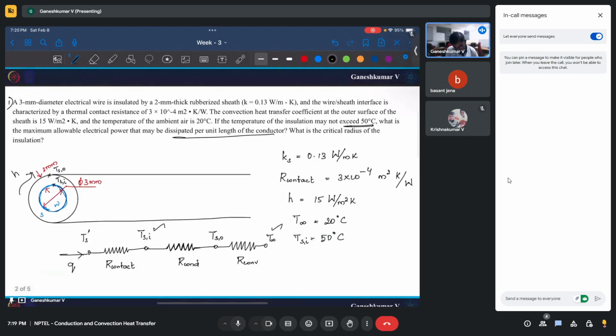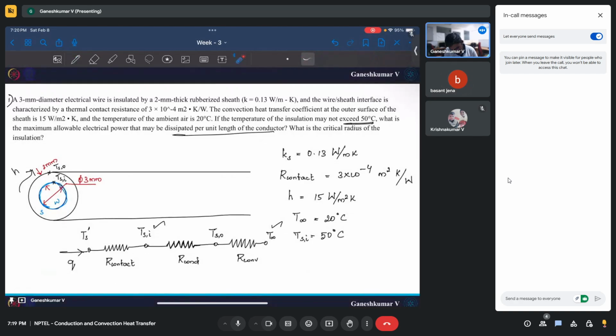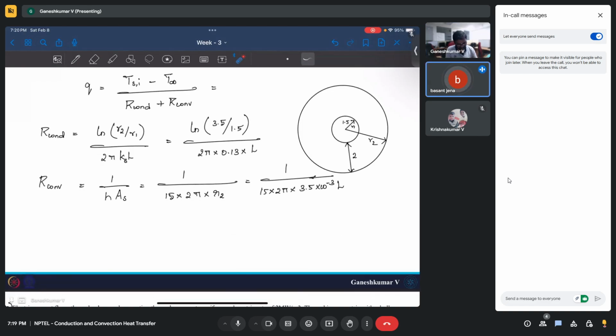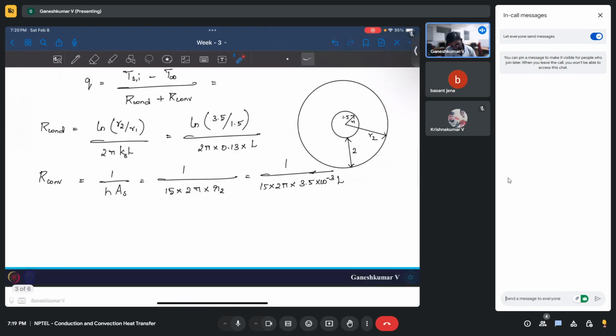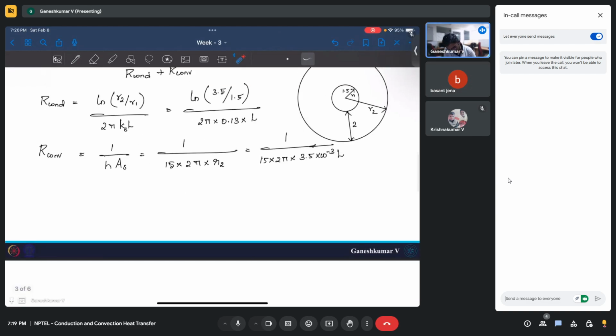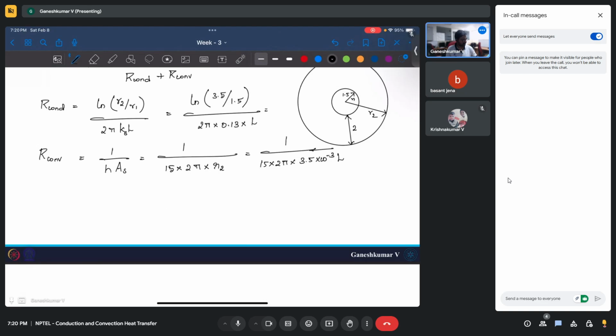L is not given in the question. Instead, what they have asked is electrical power that may be dissipated per unit length of the conductor. So you can substitute L equal to 1 also, or you can just keep L and it will be cancelled on the other side. What I mean to say is you keep the L like that and then find Q by L. Per unit length is what they are asking, so you can directly find Q by L. Okay, so how much is this if you calculate?